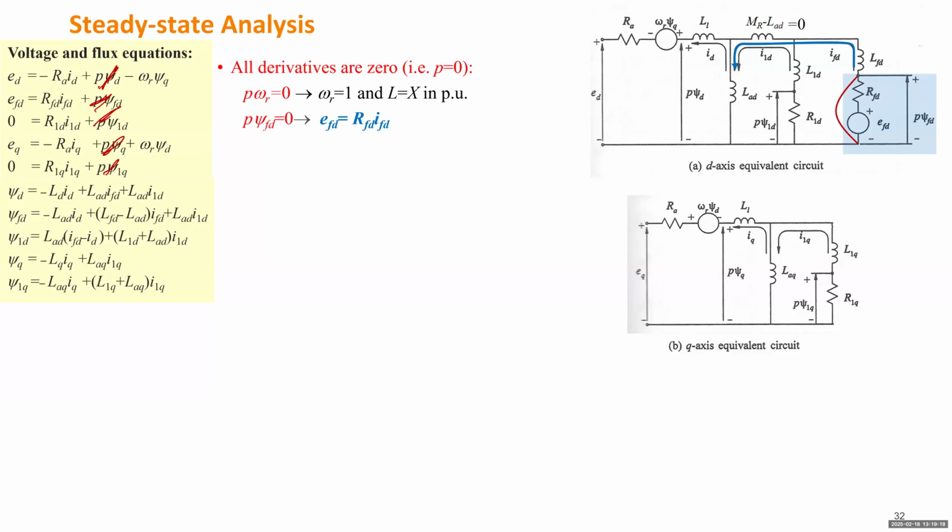So P psi fd is zero, which means this term is crossed off. So immediately we know the field voltage is the product of RFD and IFD. Which means on this circuit, it is equivalent to a short circuit connection between those two terminals. So we get rid of the impact of this branch from the first circuit.